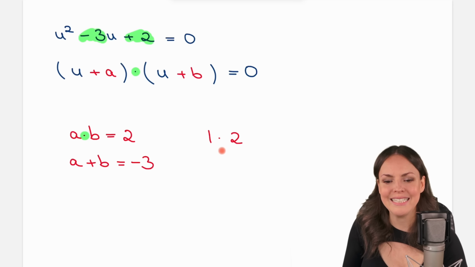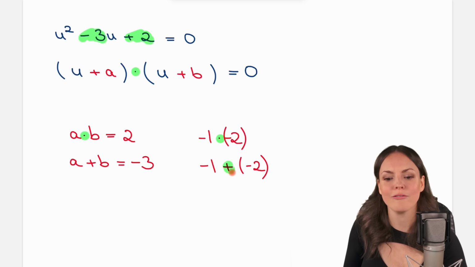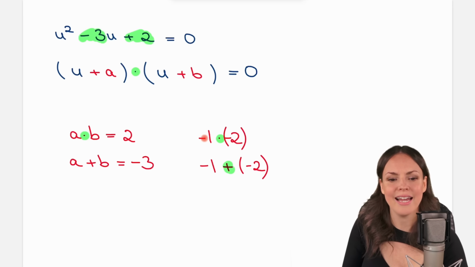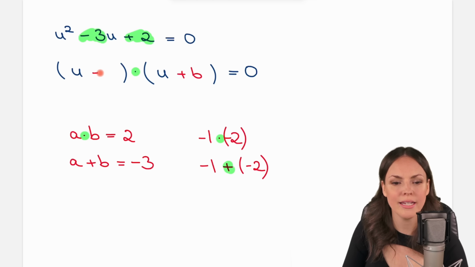So I would need some negative numbers here. My product, which gives me 2 as well, would be -1 times -2. And if I add them, so if I have -1 plus -2, yes, this gives me -3. So I found my two numbers. I have -1 here and -2 in here.